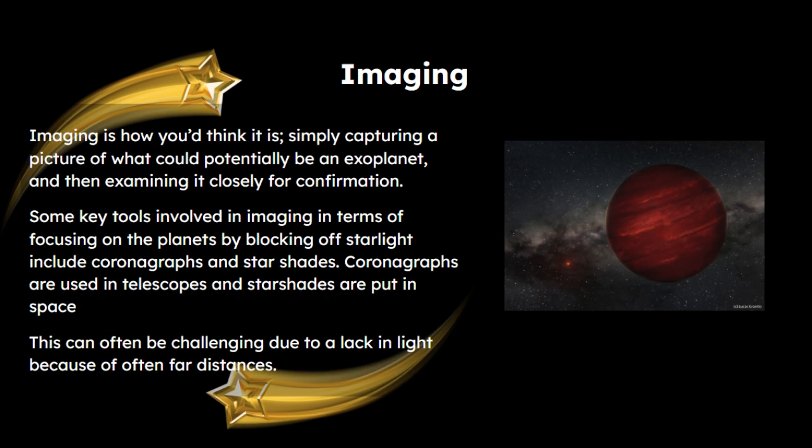Imaging is how you'd probably think it is, simply capturing a picture of what could potentially be an exoplanet and then examining it closely for confirmation. Some key tools involved in imaging, for focusing on the planets by blocking off starlight, include coronagraphs and star shades. Coronagraphs are used in telescopes and star shades are put in space. As I said, they block off the starlight so you can focus on the planet without getting it confused for other stuff. Imaging, however, can often be challenging due to a lack of light because exoplanets are typically quite far.